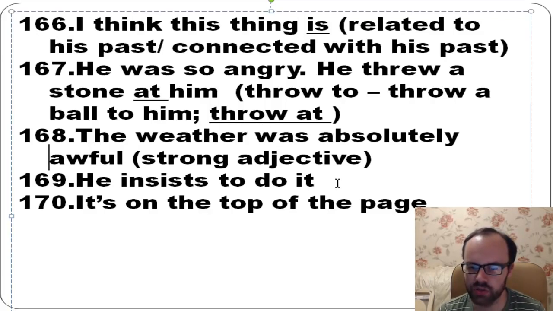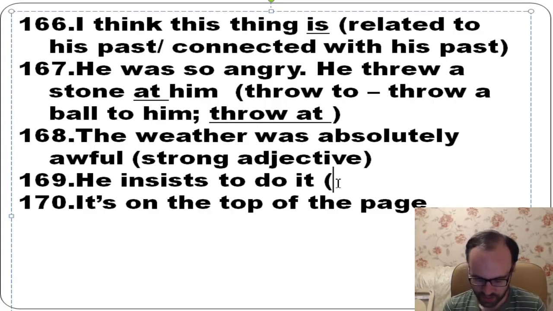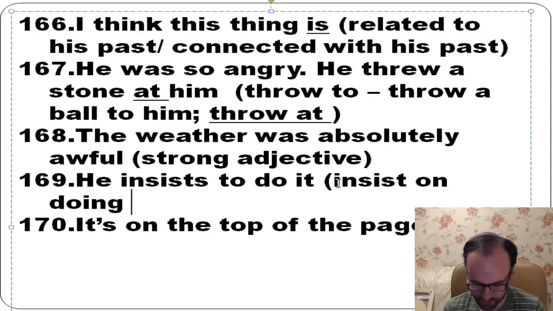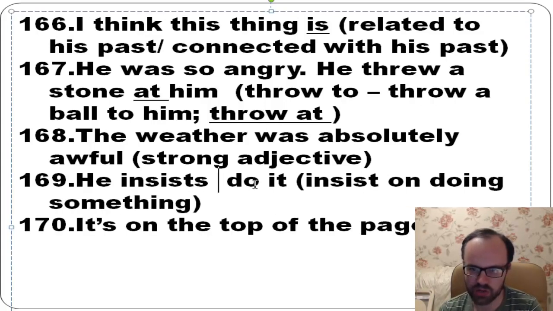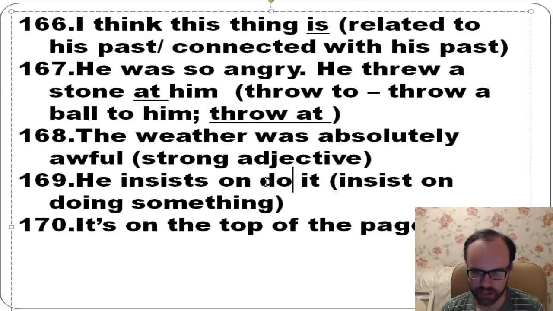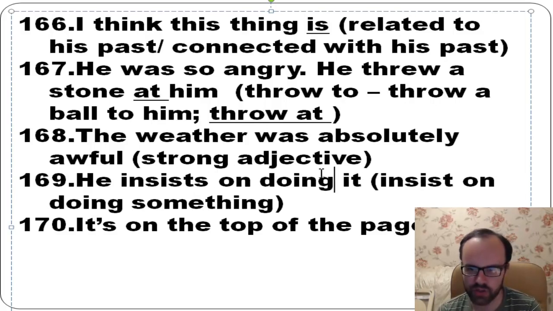He insists to do it. Insist means that he tells us very strongly, do it. He insists, do it, and he talks about it quite often, all the time. But you need to remember, insist on doing something. So he insists on doing it.